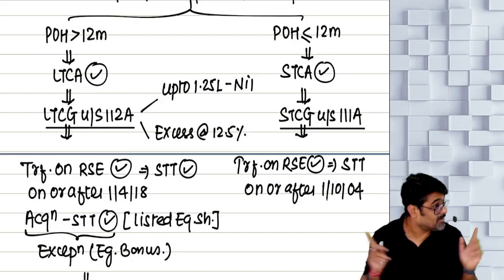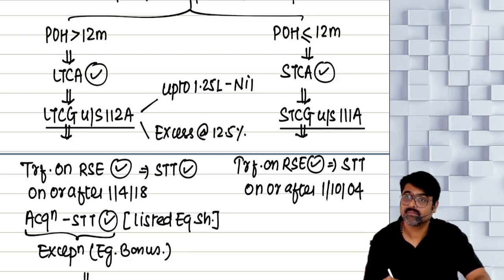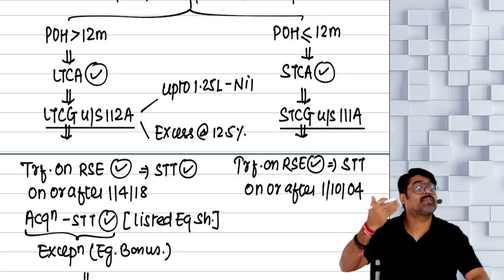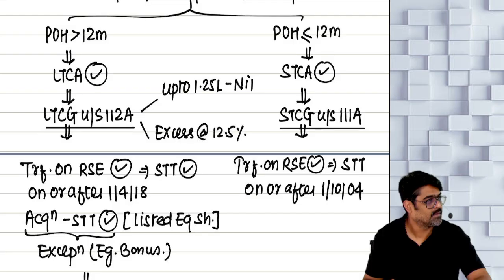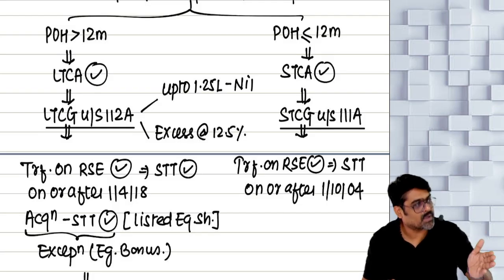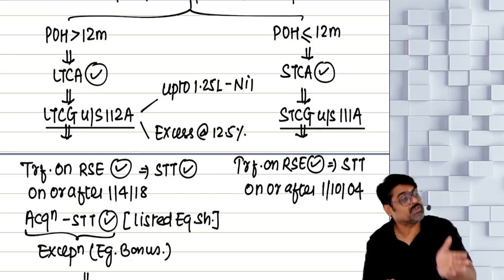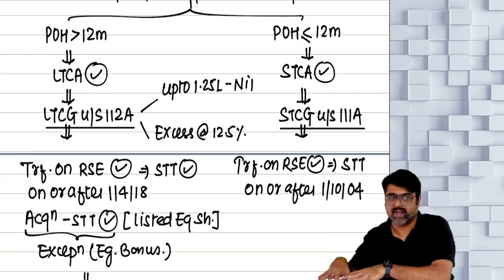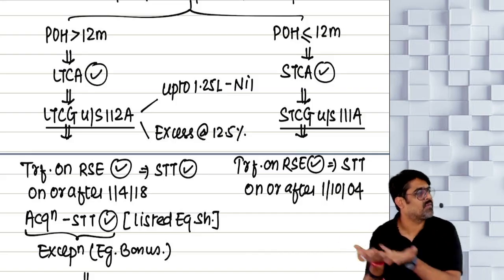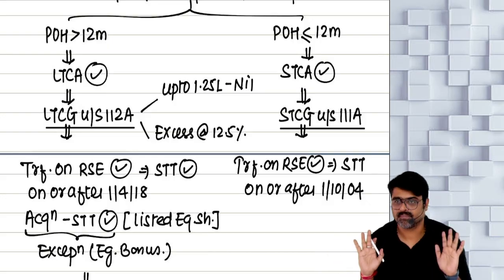20%. Still it is less than your normal tax rate, which can go to 30%. So this is a concessional tax rate which we are offering. But this entire thing started from 1st October 2004 onwards. So if you do the transfer on the recognized stock exchange by paying STT on or after 1st October 2004, meaning if you are transferring right now, that means you are transferring on or after 1st October 2004 only, no? So even if you don't remember this date, that is okay.